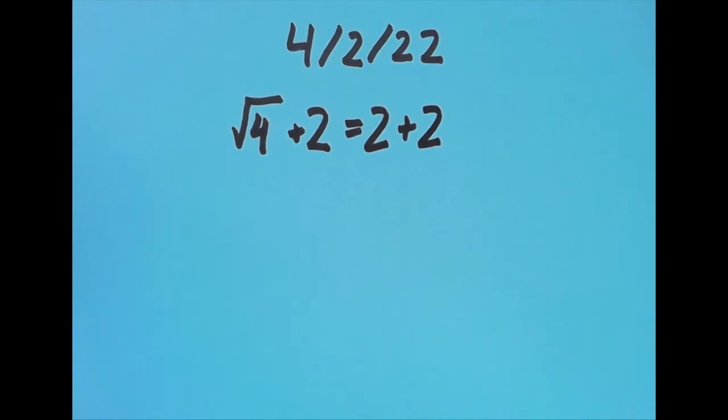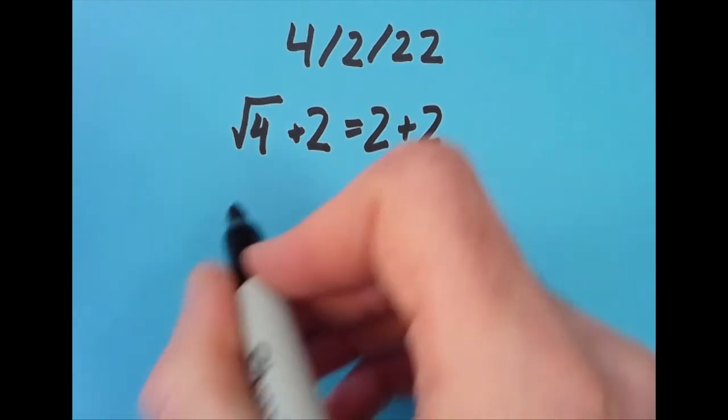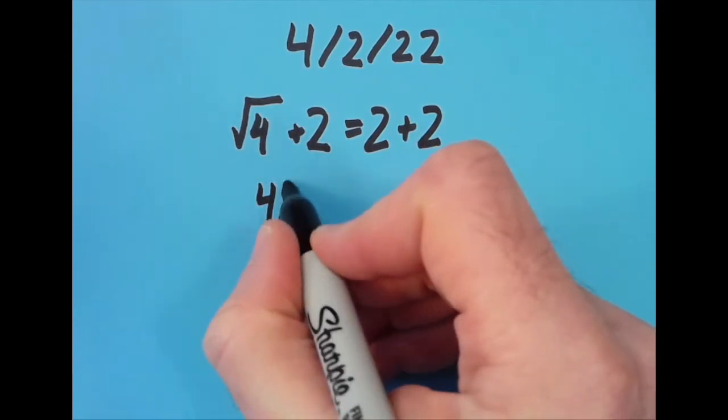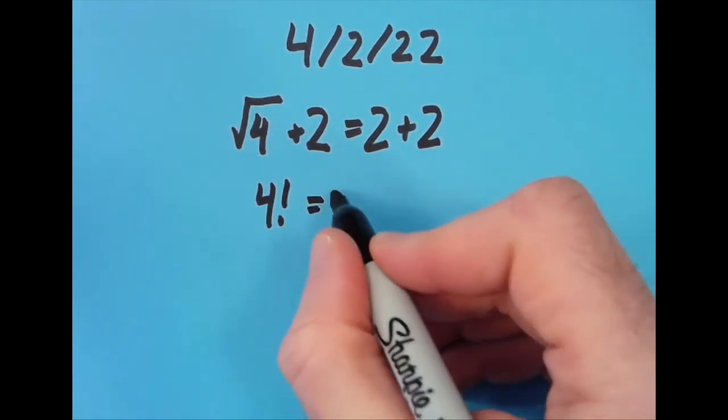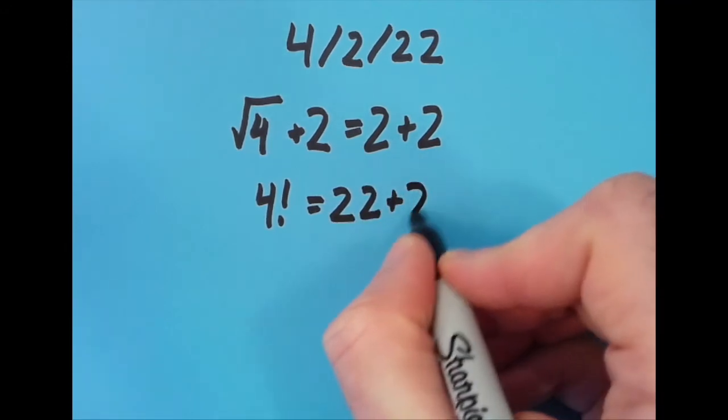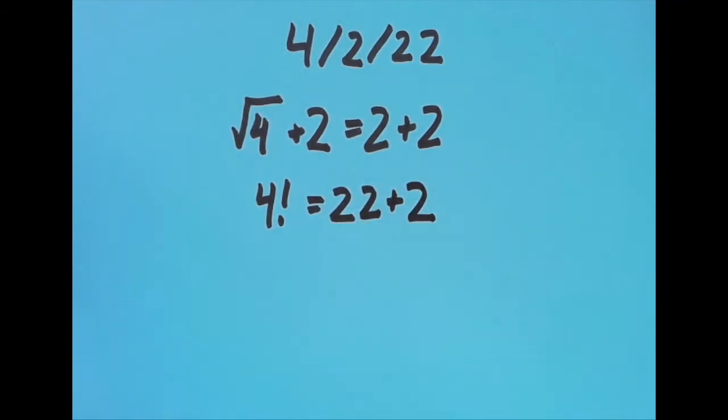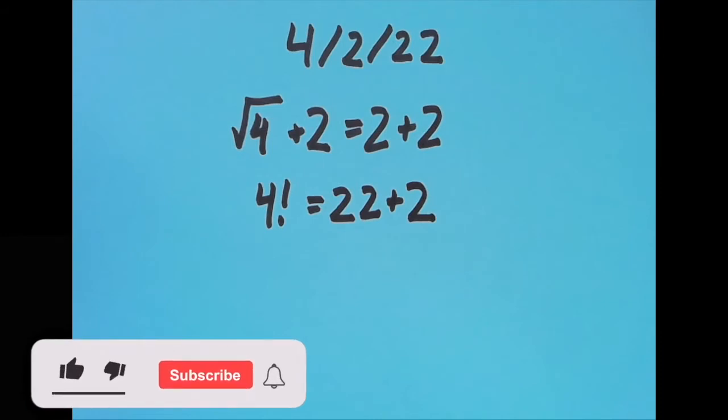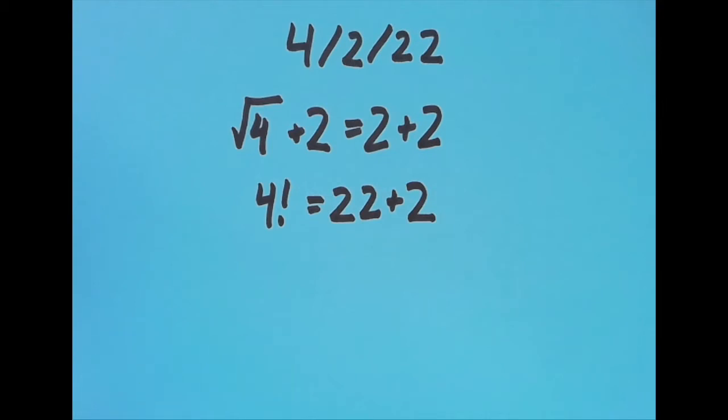And I said, well, you could probably do it different ways. And so I also thought of this one. 4 factorial equals 22 plus 2. So 4 factorial is 24, and so is 22 plus 2. And if you're unfamiliar with what a factorial is, I put some information in the description. So go ahead and you can read that.